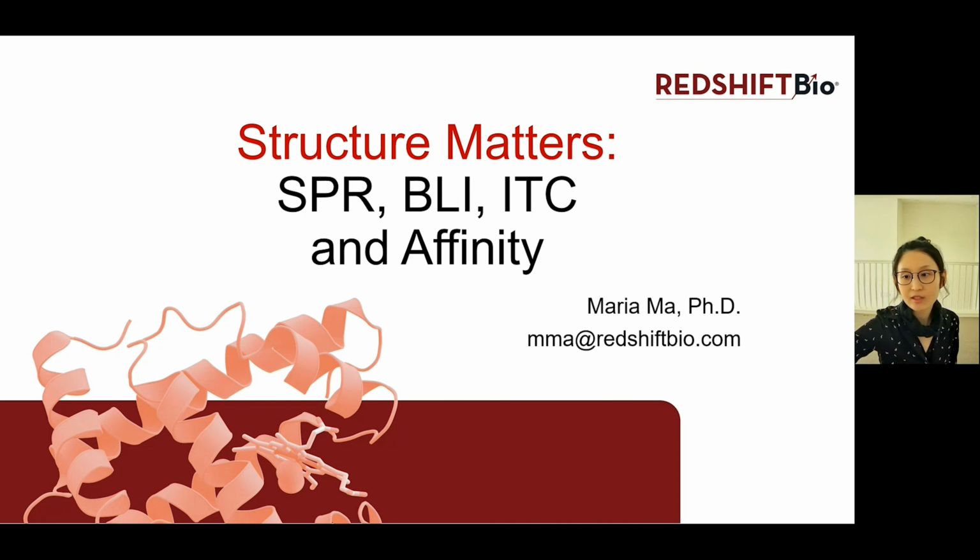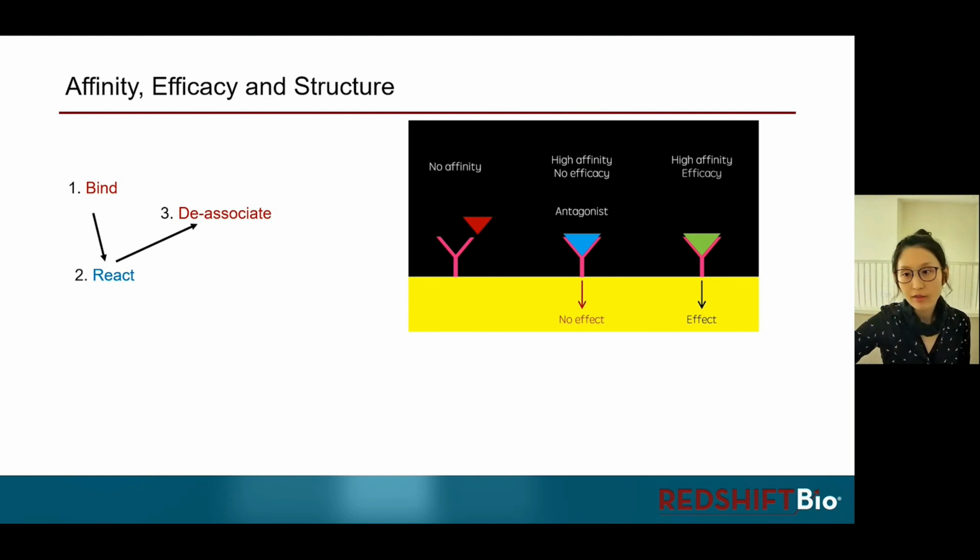So currently, the most common technologies that characterize binding affinity are SPR, BLI, and ITC. I know, three-letter acronyms, but don't worry, I will get to each of them. But before I go there, let's talk about binding affinity first. For a drug to be functional, it has to bind to the target molecule first. The nature of such binding and de-association is known as the affinity.